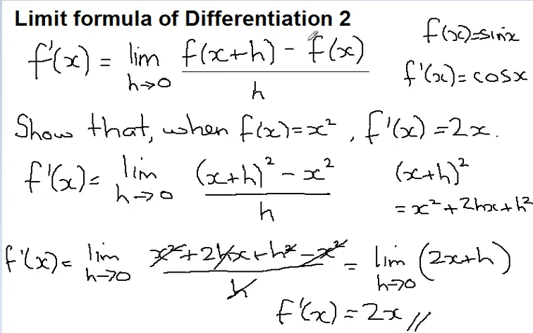However, it can get quite difficult with slightly more tricky functions. So with x squared, it wasn't too hard, it wasn't too difficult. Whereas with other functions, it can be very difficult. So we might have to use some different techniques to show that. We might not be able to prove it.